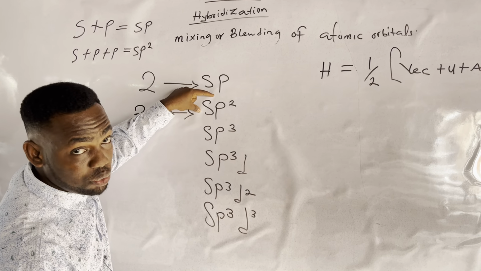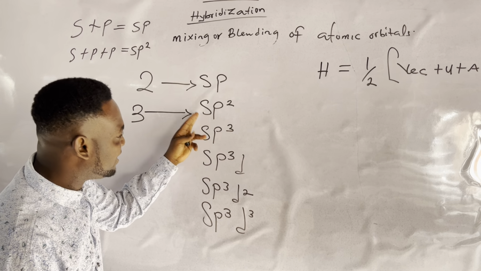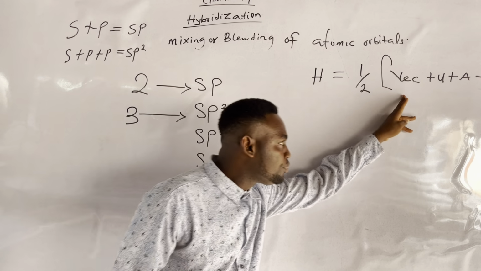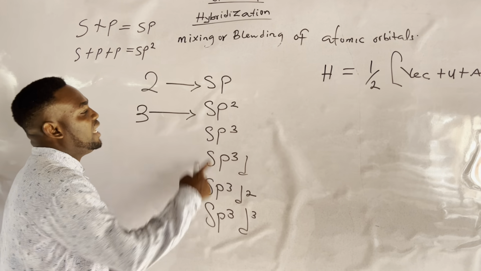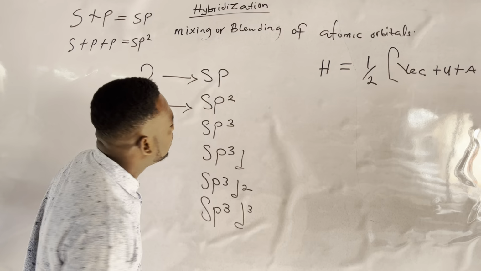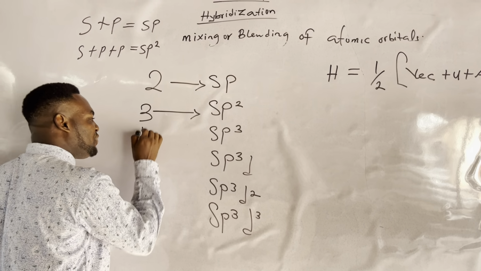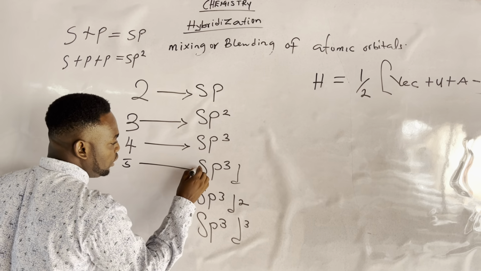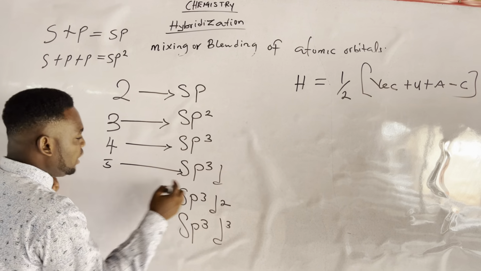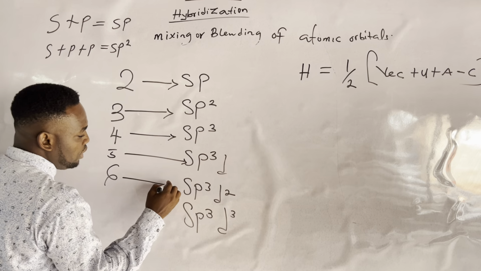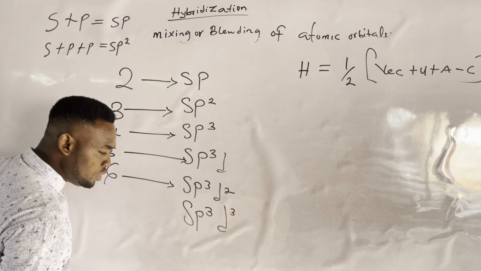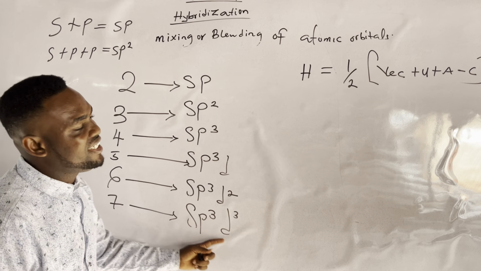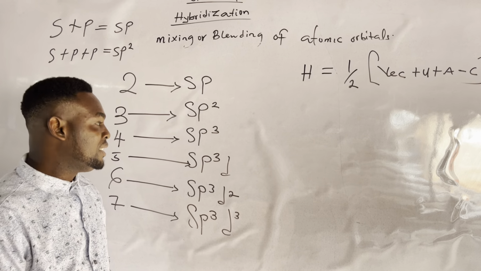Of course, how many orbitals do we have here? 3 of them. 1s and 2 p's. Which means that from this formula, when your answer is 3, then the hybridization is SP2. Then for this one, when your answer is 4, of course, you have SP3. When your answer is 5, you have SP3D. When your answer is 6, you have SP3D2. When your answer is 7, you have SP3D3. So that's how we do it.